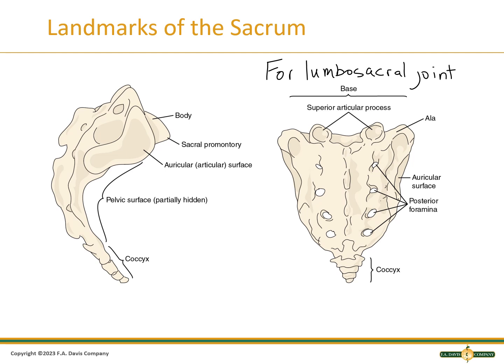The auricular surface, so auricular meaning ear, we can see that on the side there. Those auricular surfaces are kind of ear-shaped, and those articulate with the auricular surface of the ilium. The irregular shape that they have helps to lock the SI joint into place, limiting mobility and helping to enhance stability. And then the ala of the sacrum are fused transverse processes.